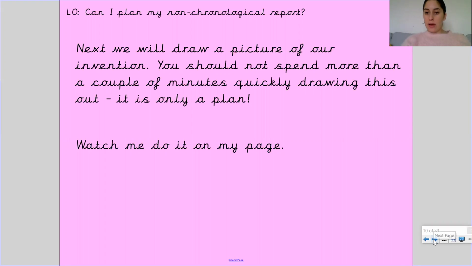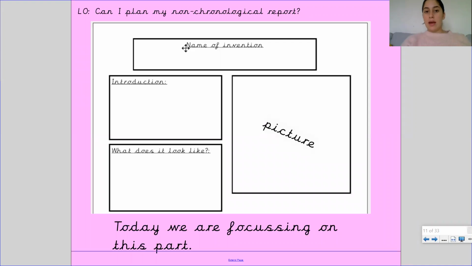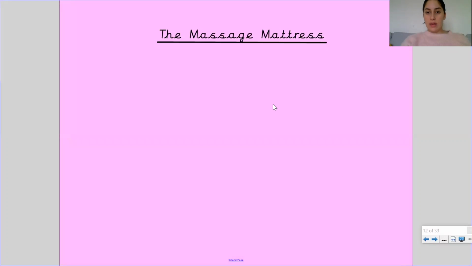Okay, let's quickly look at where the picture goes again. So now you have got your heading at the top of your page and it's underlined to stand out from the rest of your writing. Now, underneath your heading, on the right-hand side of your page is going to go your picture. So, underneath my heading, just here on the right-hand side, I'm going to draw a rough picture to represent my mattress.